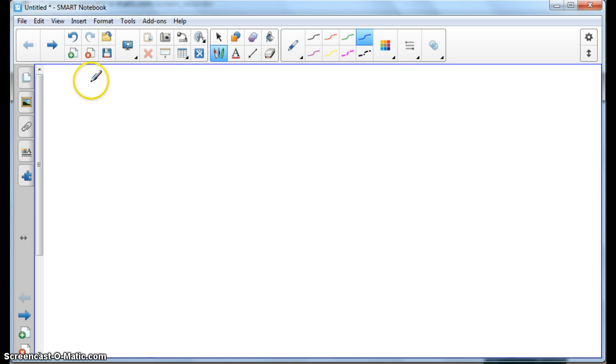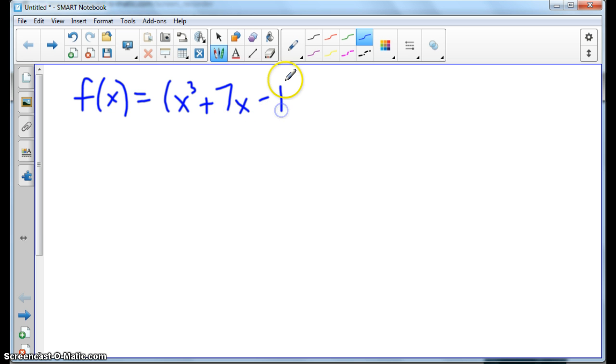So let's take an example, just do one example here that will illustrate the product rule for us. So we're going to have our first function be x to the third plus 7x minus 1. And our second function will be 5x plus 2. So now we've got our two functions.